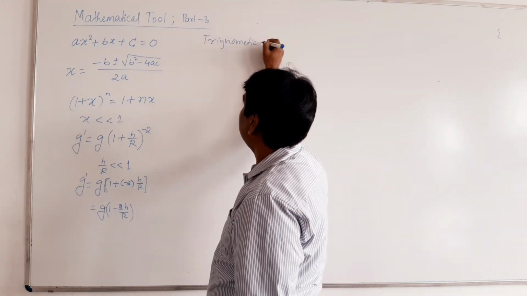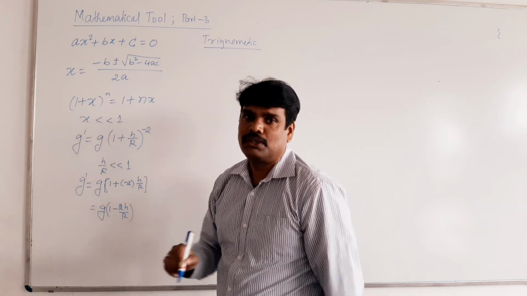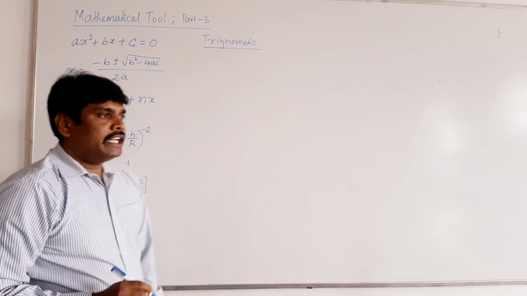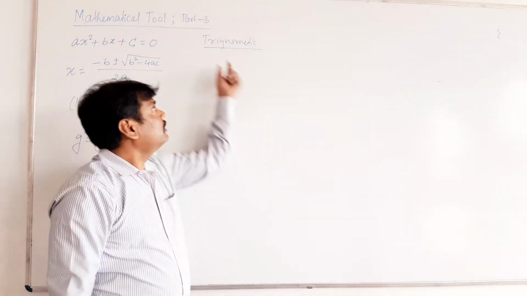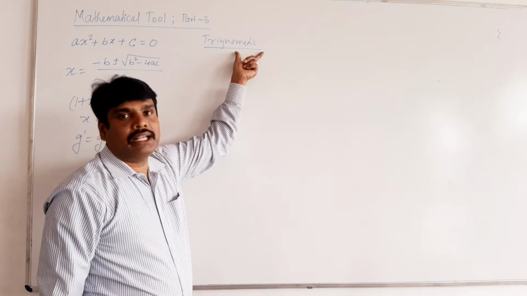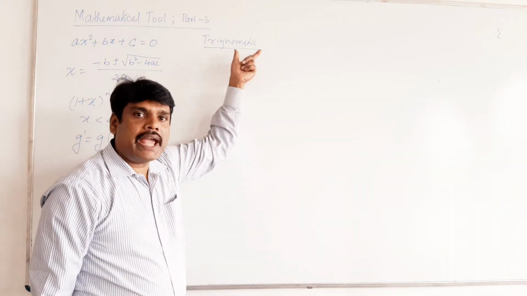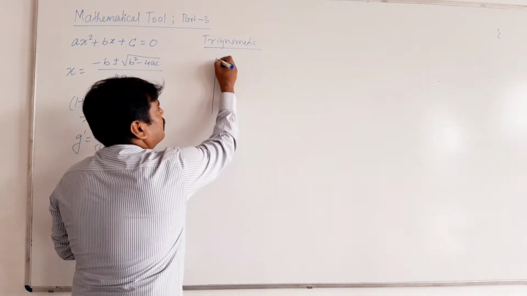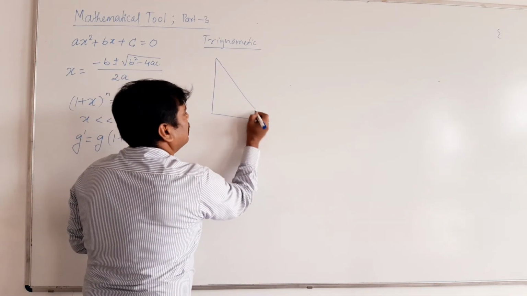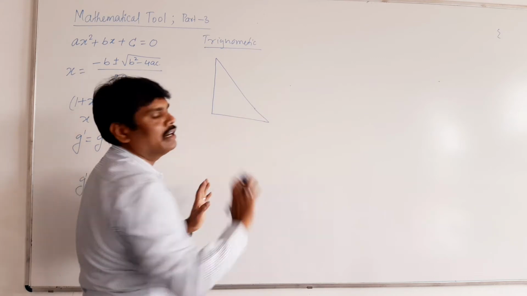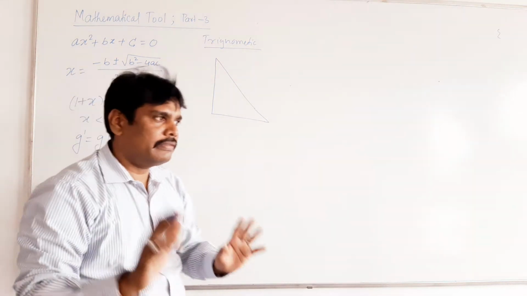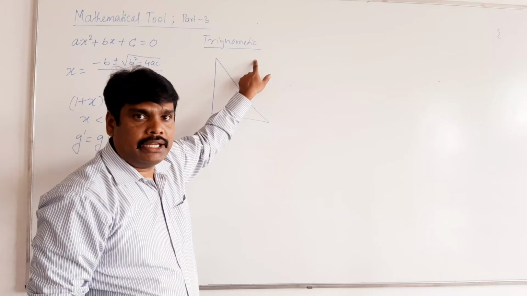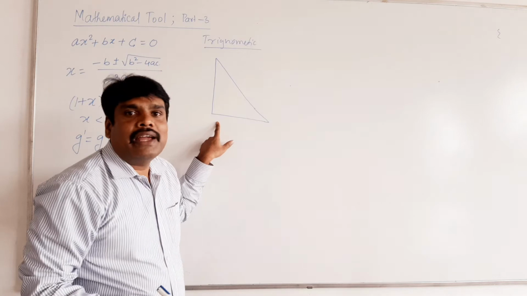or trigonometrical ratios. Trigonometry means: trigono means triangle, metric means measurement, so triangle measurements. Throughout trigonometry, we consider only the right angle triangle. There are different types of triangles, you know that, but in trigonometry we consider only the right angle triangle.